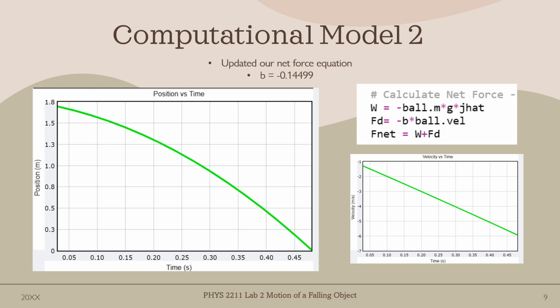Okay, so we are using these computational models to see which one can be closest to the observational one. In this second model, we have updated our net force equation to include drag force. Remember that drag force includes the coefficient of proportionality. In our case, it's negative 0.14499 because that is the number that got us closest to the final y position of our real life scenario, which is the closest to 0 as well. As you can see in the code, we have adjusted Fnet to not only equal the force of gravity, but also sum that with the force of drag.